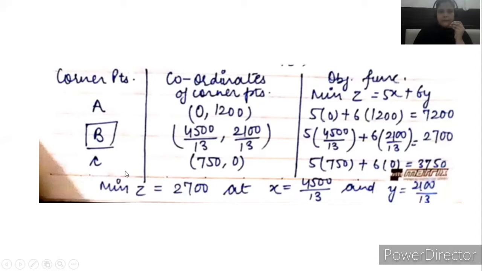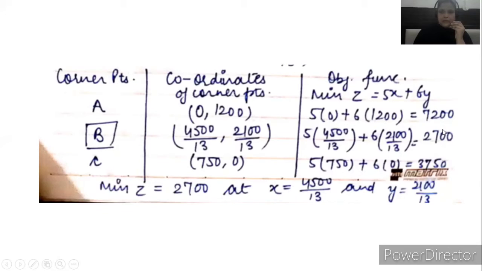For point C, the value of x is 750 and the value of y is equal to 0. Then z becomes 5 into 750 plus 6 into 0. You will get z is equal to 3750.